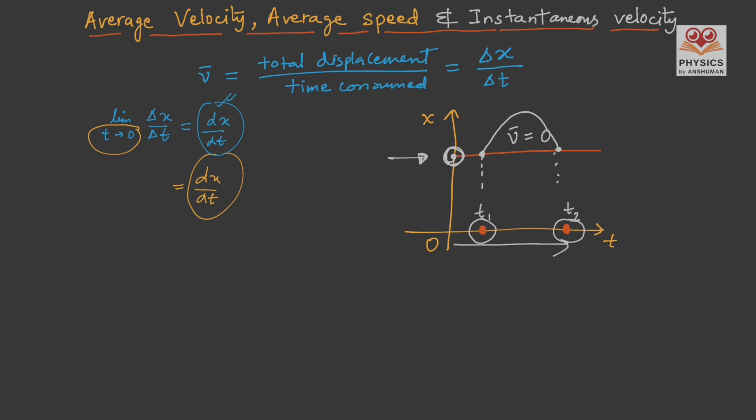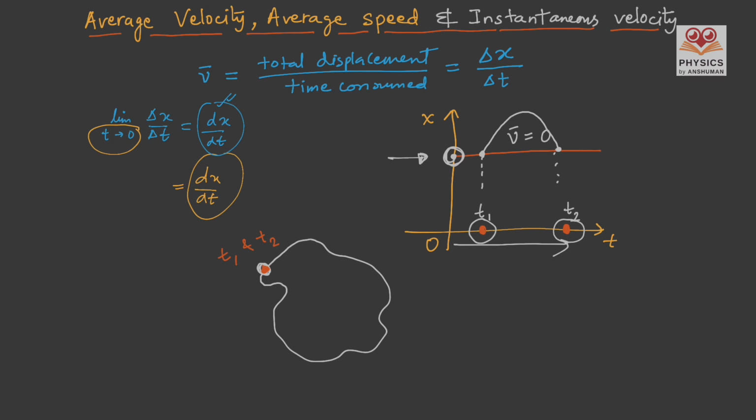Suppose an object started moving and it moved, but it came back to the same position again. So position remained the same for two given times, t1 and t2, because after a certain period of time the object reached the same point again, which means there is no change in position. In that case also your average velocity is 0. But the average speed is a totally different thing.